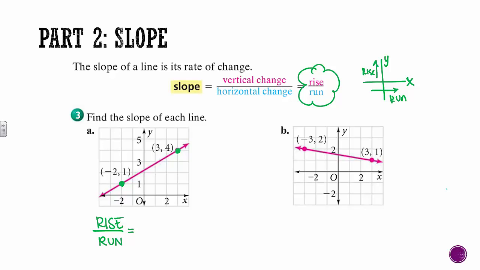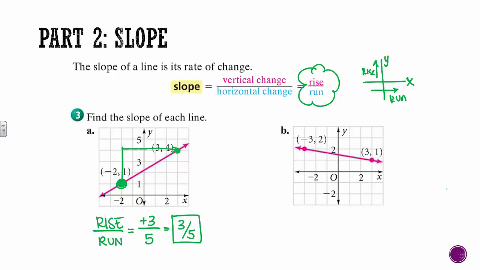So in this case, if I'm starting down at this first line here, I've got to rise up 1, 2, 3 times to get to my next point. And then I'm going to run over 1, 2, 3, 4, 5 to get over here. So that means this slope is 3/5. That's the steepness of the line.